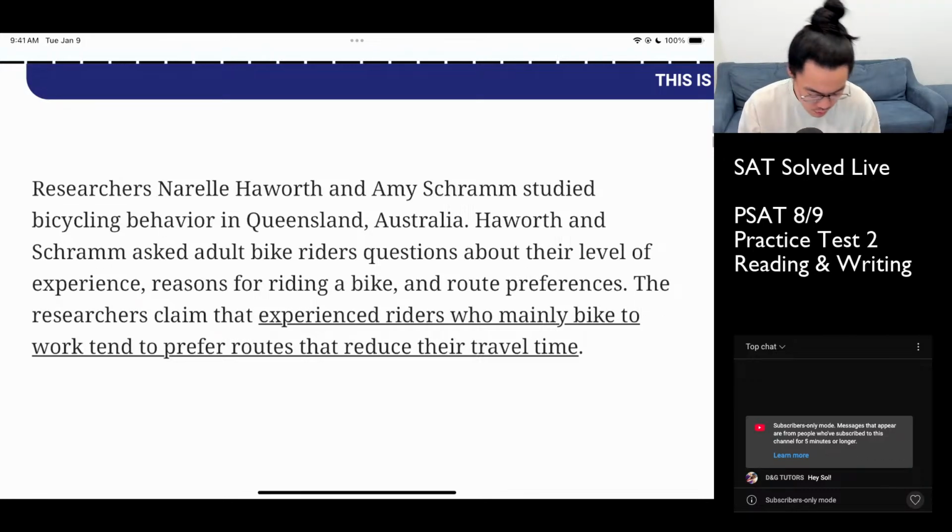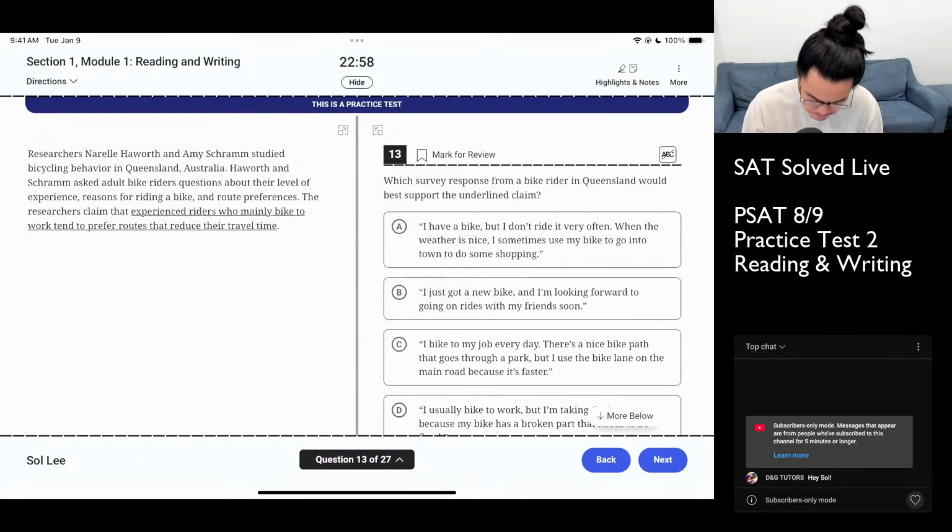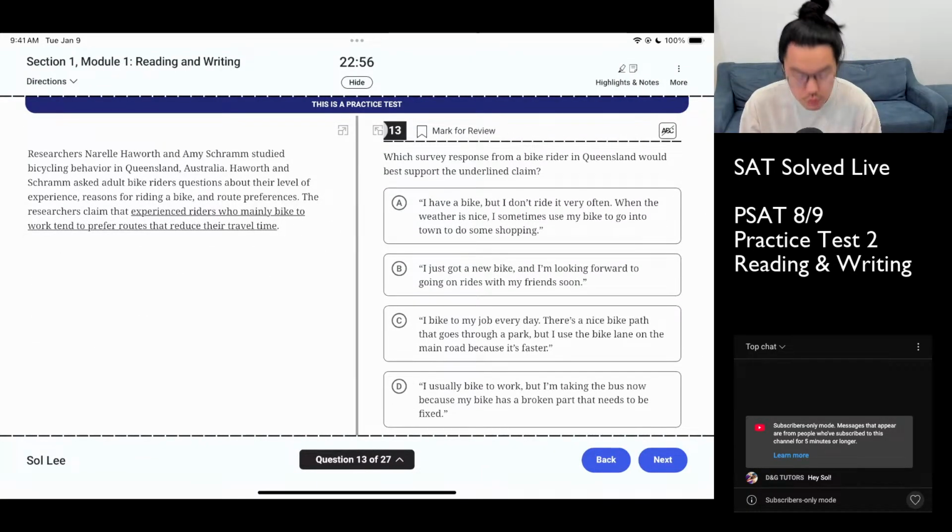Anyway, here we go. We have a claim, so we're going to support this claim. Adult bike riders about experience, reasons, route preference. Experienced riders who mainly bike to work. Okay, the reason is work. With high experience, reducing travel time. Okay. So we just need to support: I bike all the time. I go to work. I want to save time.